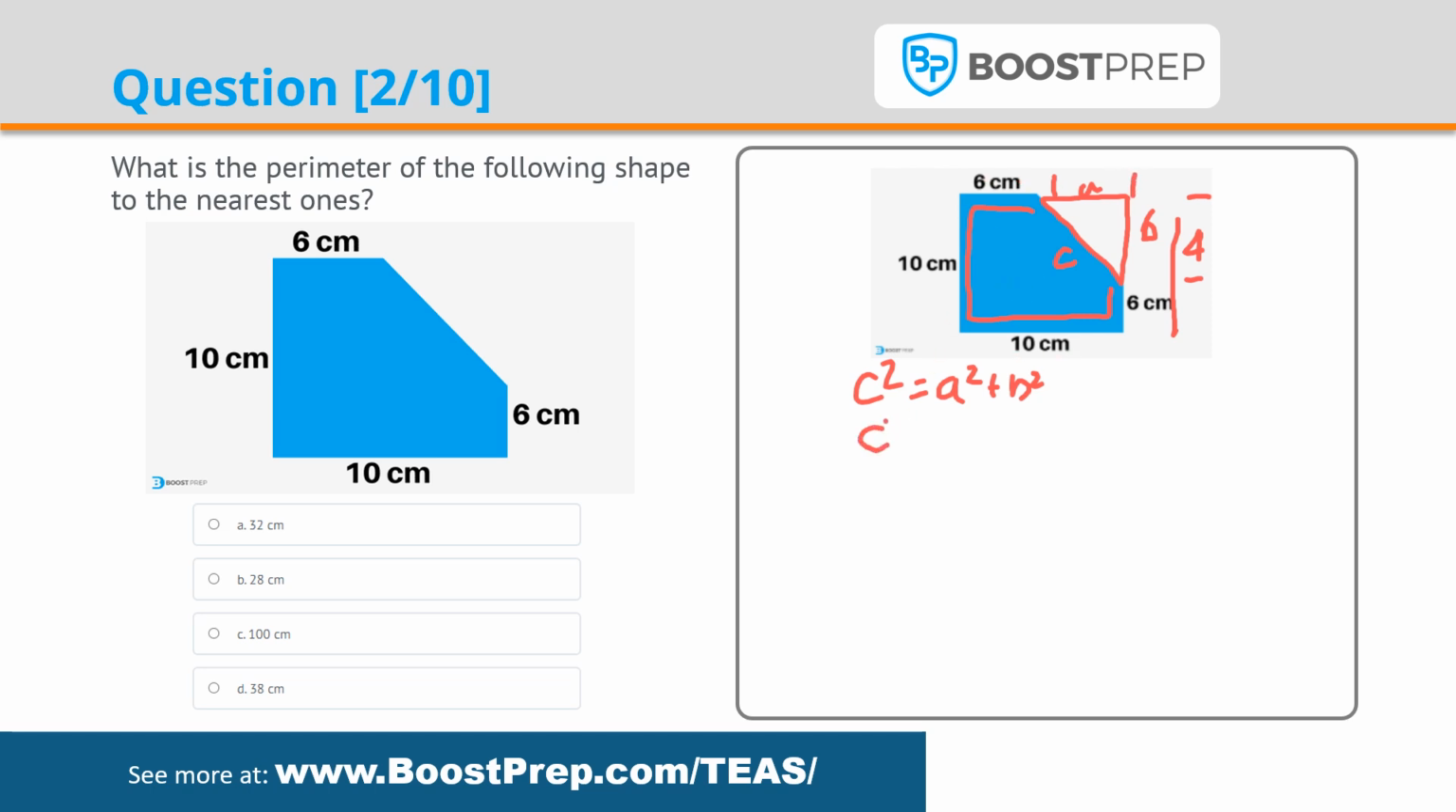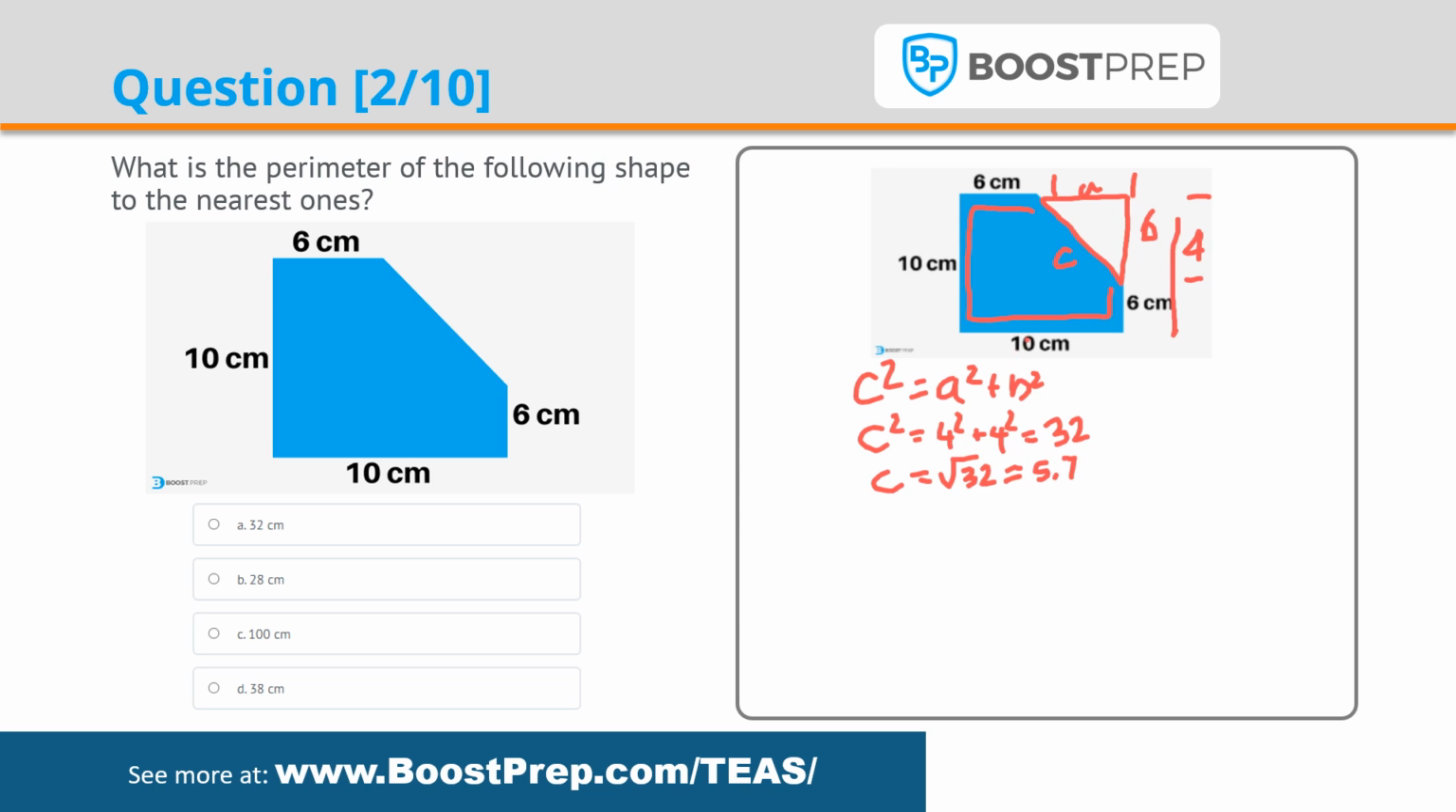So we know that C squared equals 4 squared plus 4 squared, which is 16 plus 16, or 32. So we know that C equals the square root of 32. Now in the TEAS exam, they will give you an on-screen calculator. So if you use that, you'll know that the answer is about 5.7 for that side.